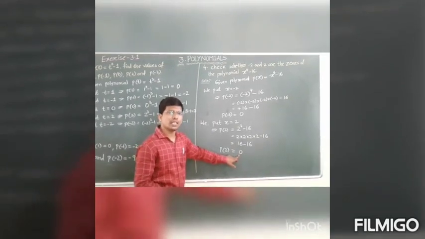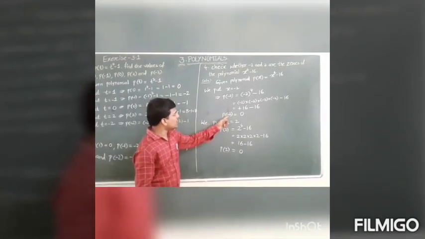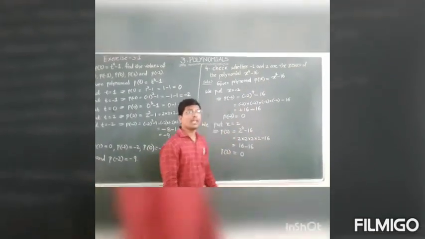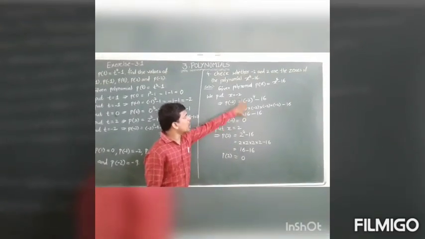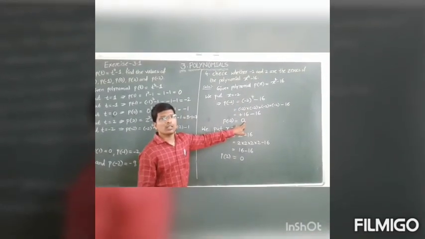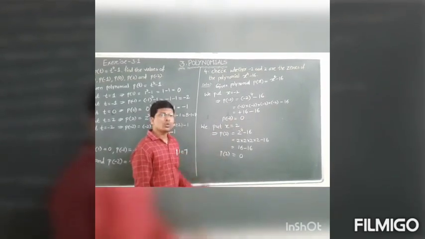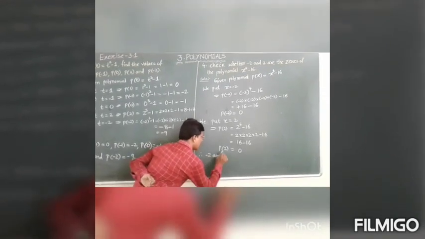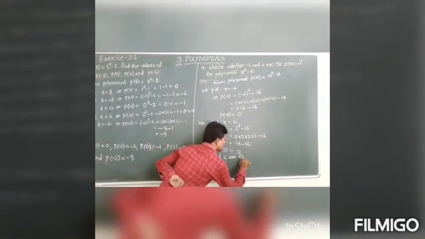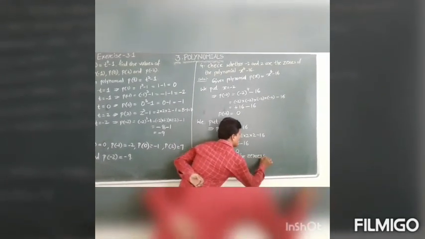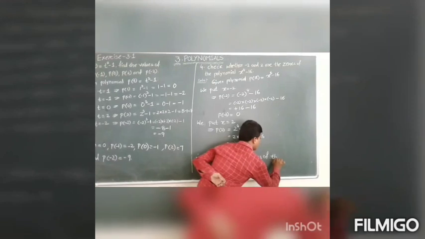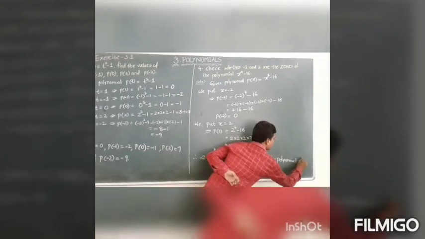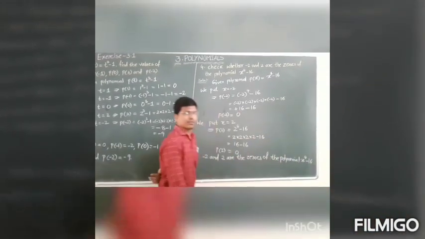So are we getting the whole polynomial value equal to 0? Yes. So what can we conclude here? Minus 2 and 2 are the zeros of the given polynomial. Why? Because we are getting the whole value of the polynomial equal to 0. That's why we can say minus 2 and 2 are the zeros of the polynomial x to the power of 4 minus 16.